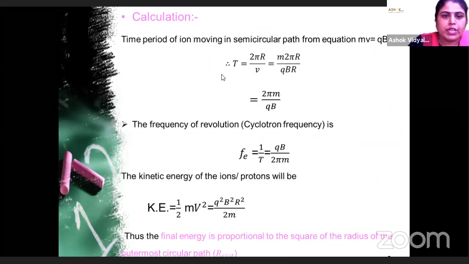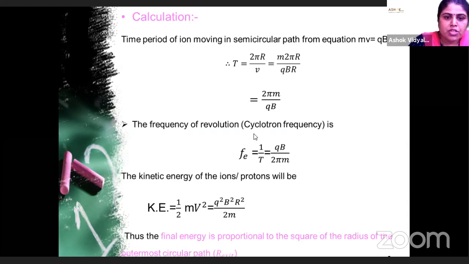Now see the calculation. Time period of an ion moving in a semicircular path. From the equation we have mv is equal to qBr. Therefore, the time t is equal to 2 pi r divided by v. This is the distance divided by velocity. The distance is nothing but the circumference, so 2 pi r divided by v. Putting these values, we get m 2 pi r divided by qBr. Then rearranging this equation, the r's get cancelled. Therefore, the remaining equation is t is equal to 2 pi m divided by qB.